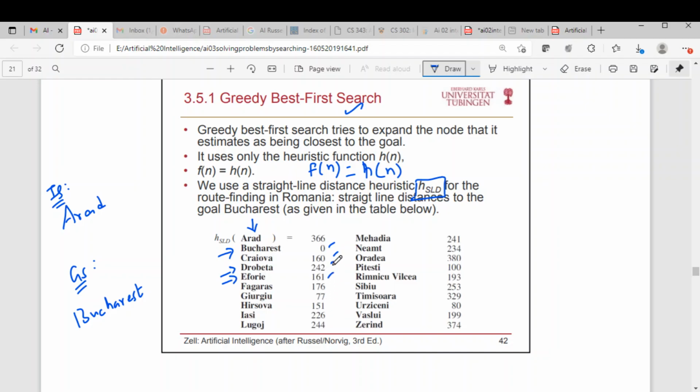So let us assume that this straight line distance is already readily available somewhere else, or someone has given it to us, and that we are going to use as the heuristic function. Okay. So heuristic is just an estimate. Here we are considering the straight line cost as the heuristic. Now with this we are going to continue the algorithm.